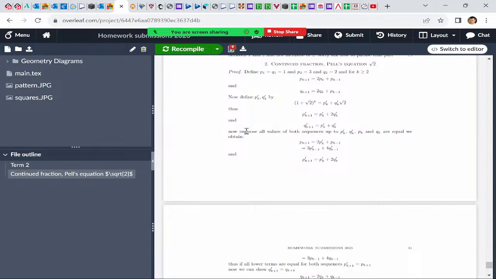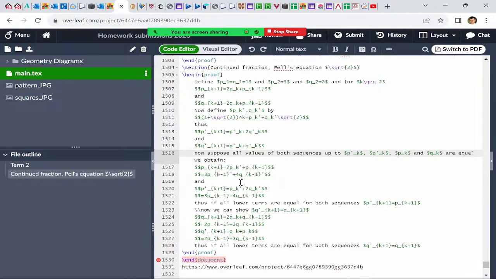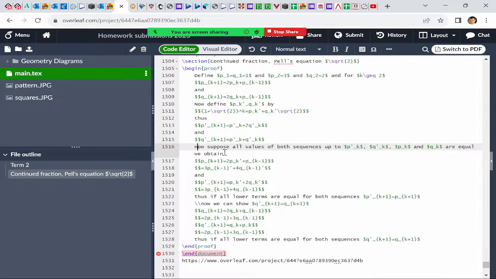So here, I suppose... So now nodes P1 prime equals Q1 prime equals 1 and P2 prime equals 3 and Q2 prime equals 2 and suppose, it's easy. Just suppose this equals PK.